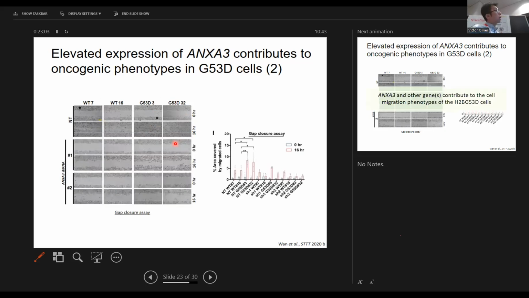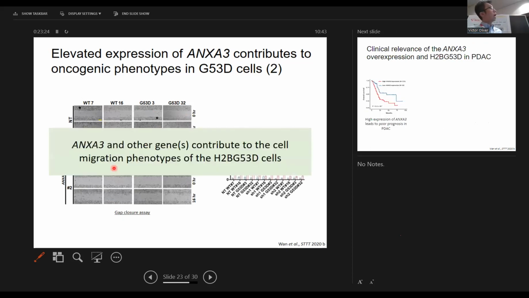If we knock down ANXA3 using two different siRNAs, you can see that the migration ability of the cells is significantly reduced. But you can still see that the mutant cells may have a little higher migration ability compared to the wild-type cells, suggesting that ANXA3 and possibly other genes contribute to the cell migration phenotypes of the H2B G53D mutant cells.